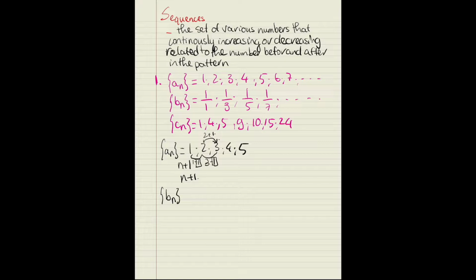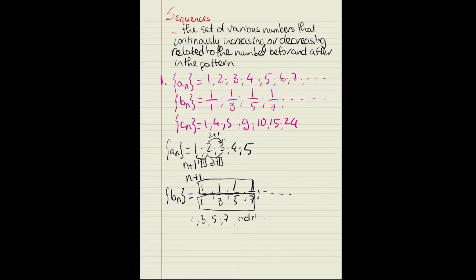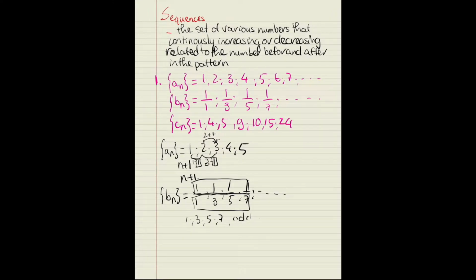For the sequence B of n, it is going to be 1 over 1, 1 over 3, 1 over 5, and 1 over 7 and more. So the numerators that you can see right here don't change. However, the denominators change from 1, 3, 5, 7, which are the odd numbers. Okay.